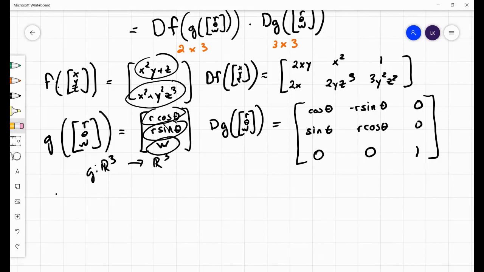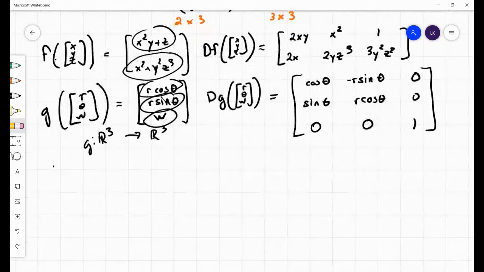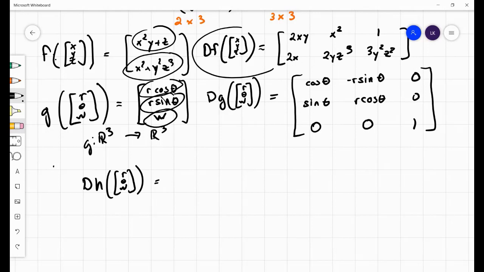All right, so now when we do the derivative of this composition, H, we would multiply the derivative of F, but we're going to evaluate it at G, and then times the derivative of G.